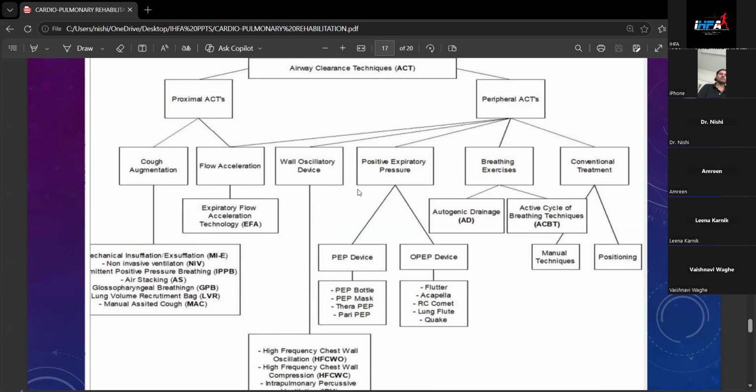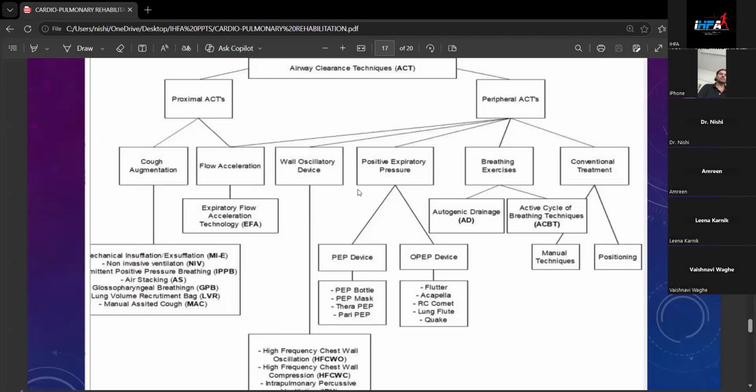For an example, if the patient is 3 years or 4 years of age and having cystic fibrosis, you will never give them ACBT or autogenic drainage because they will never understand the technique. For such patients, you have to go for oscillating vest or high frequency chest wall oscillator. A patient who is around 10 to 15 years of age with bronchiectasis, you can definitely give them oscillating PEP devices. You can also teach them ACBT techniques. If the patient is an adult, you can teach them ACBT technique, autogenic drainage technique, and also OPEP devices.